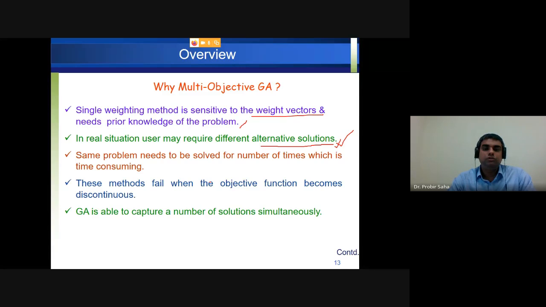Now, the same problems need to be solved a number of times, which is time consuming. We have explained this. These methods fail when the objective function becomes discontinuous. That means in the classical approach, we have seen all that. And then GA is able to capture a number of solutions simultaneously, because it works with a population, right? It's not one solution, it works with many. It depends on you. You can go with 100, 200, or 1,000. But if you increase the population number, the complexity or computational time will increase. That's it.